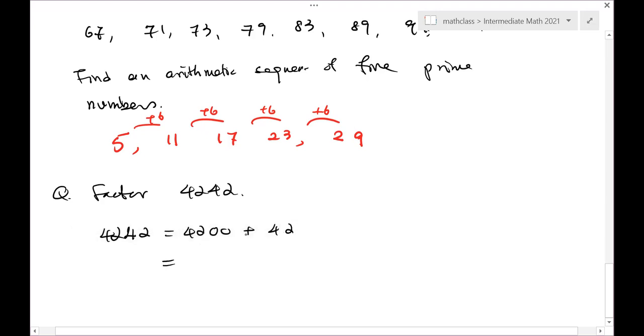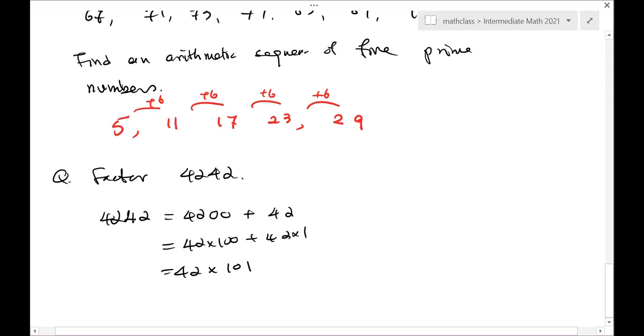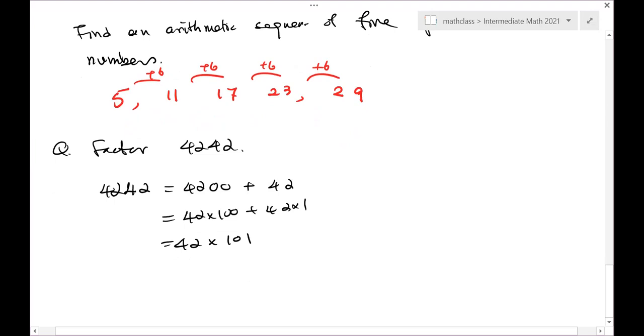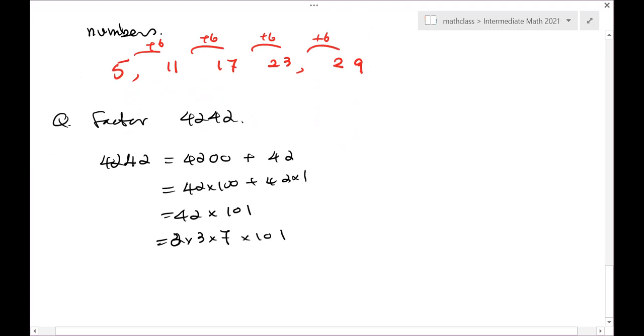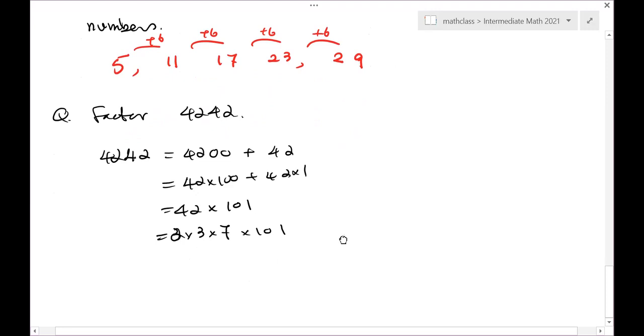Then you can take a 42 out, because it's 42 times 100 plus 42 times 1. So you get 42 times 101. Now, 101 is a prime number, so the rest is just trying to factor 42. That's 2 times 3 times 7, and then times 101. 101 is a larger number.